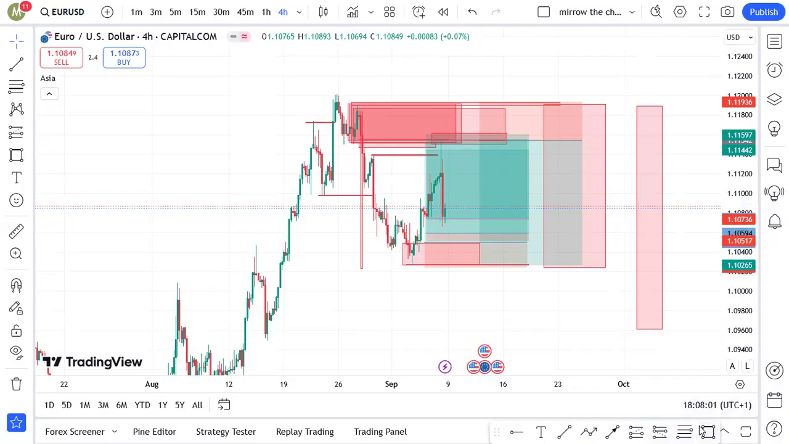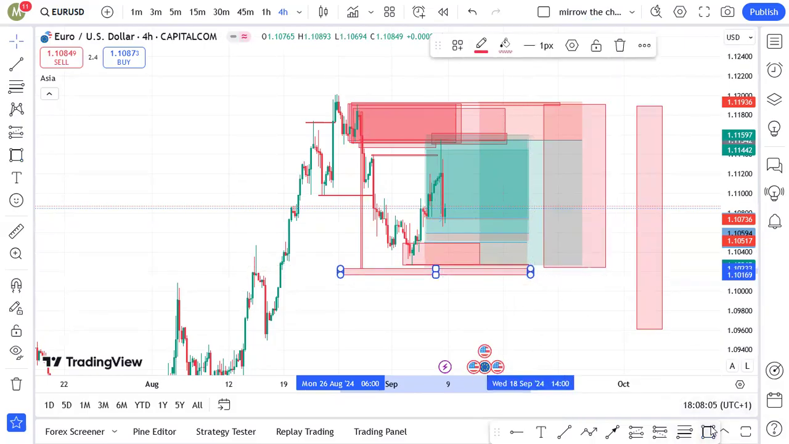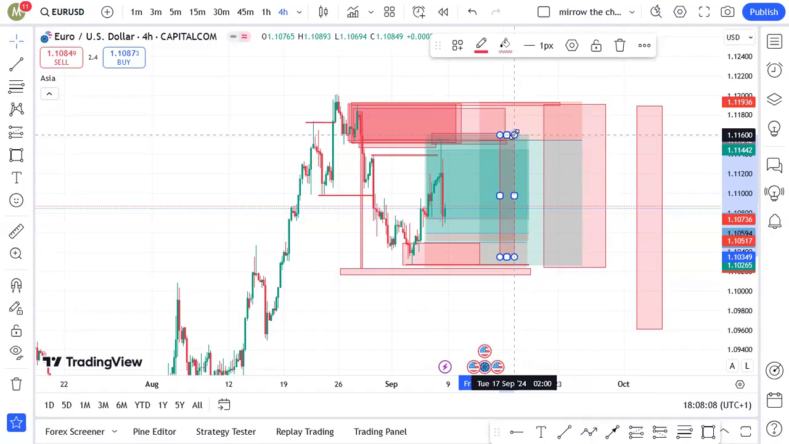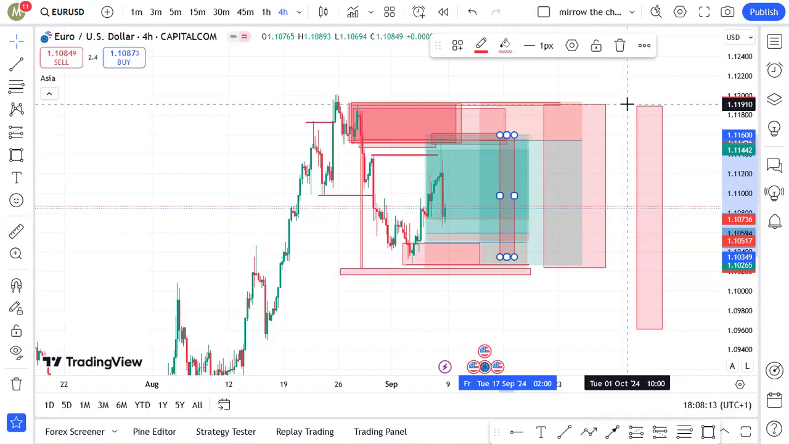But price is currently at this level. So they will now sell from here to this point before they start buying. You see? As simple as that.